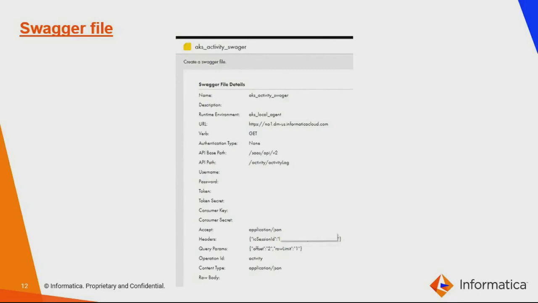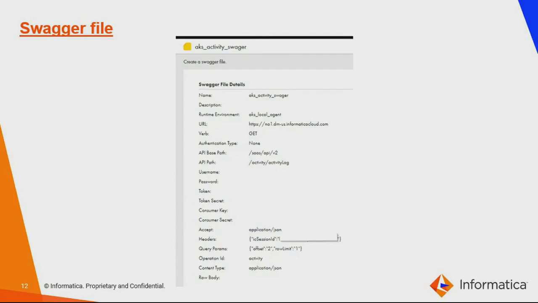This is how a successful Swagger file page would look like. Here you provide the name of the Swagger file and select the runtime environment which is to be used for the Swagger file generation. The URL would be broken into three parts and included in the properties URL, API base path, and API path. In verbs property, you select the type or the method of REST API call that is to be made.